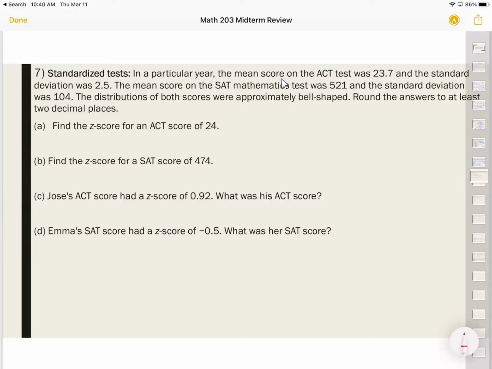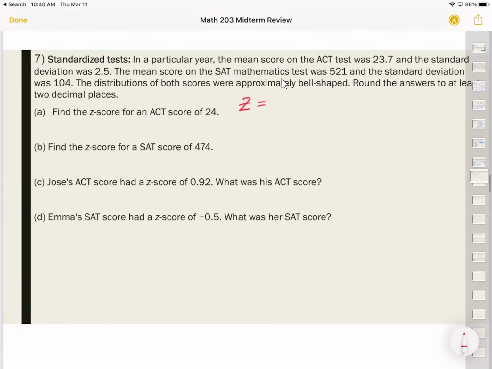So looking at this, reminder, your formula is there for you guys, but for those of you that don't remember, the z-score is equal to the data minus the mean divided by the standard deviation, right? They ask you to find a z-score for the ACT. So my item, the mean is this number and the standard deviation is this number. This is the data score, the data that I have.